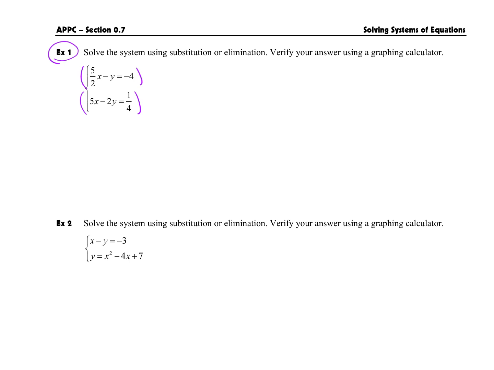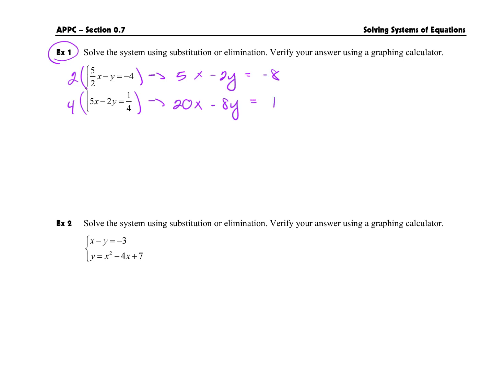So on this problem, the first equation, I'm going to multiply everything through by 2. And on the second equation, I'm going to multiply everything through by 4. That's going to give me a 5x minus a 2y equals a negative 8. And then on the second equation, a 20x minus an 8y equals a 1.